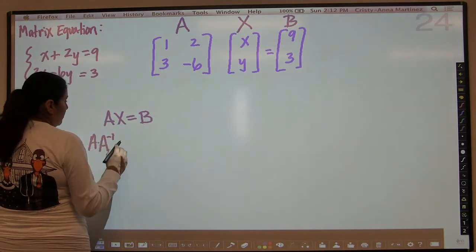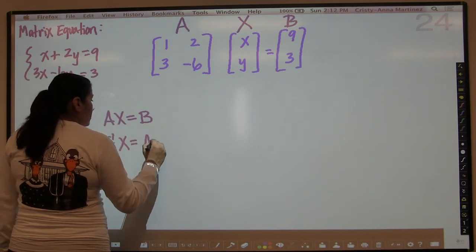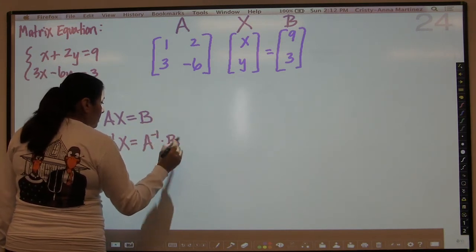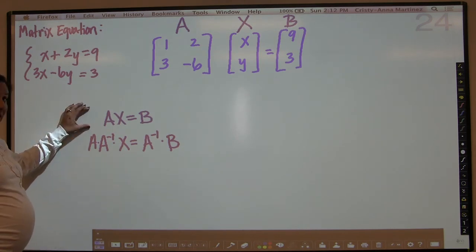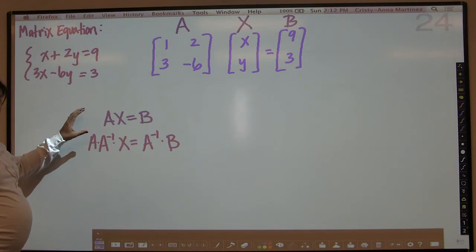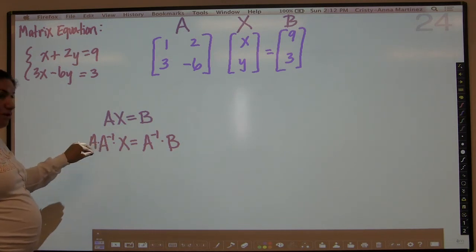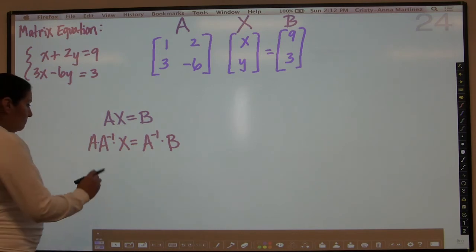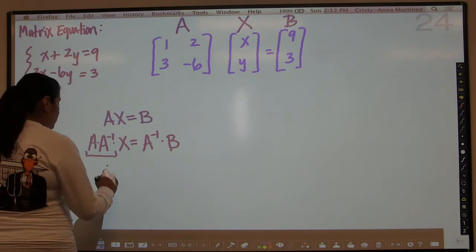A inverse times A times X will equal A inverse times B. So what I'm doing is taking my equation here, and instead of dividing by A, I am going to multiply it by the inverse, because we said earlier that when you put a matrix and its inverse together, the identity will happen. A and A inverse together will produce I.